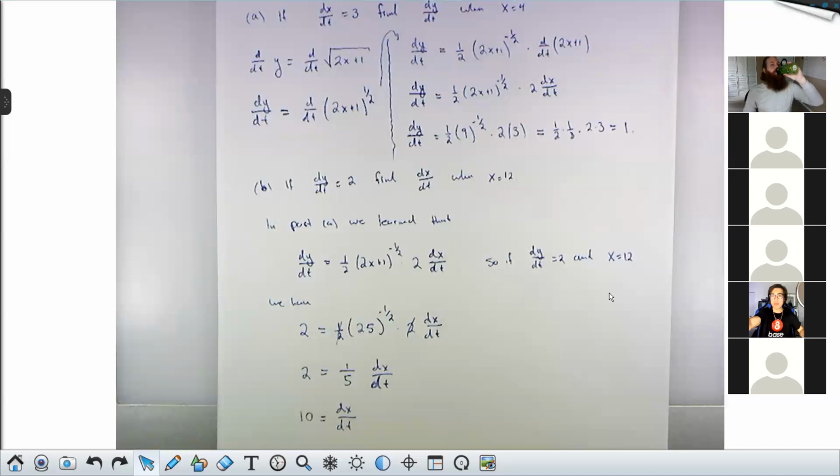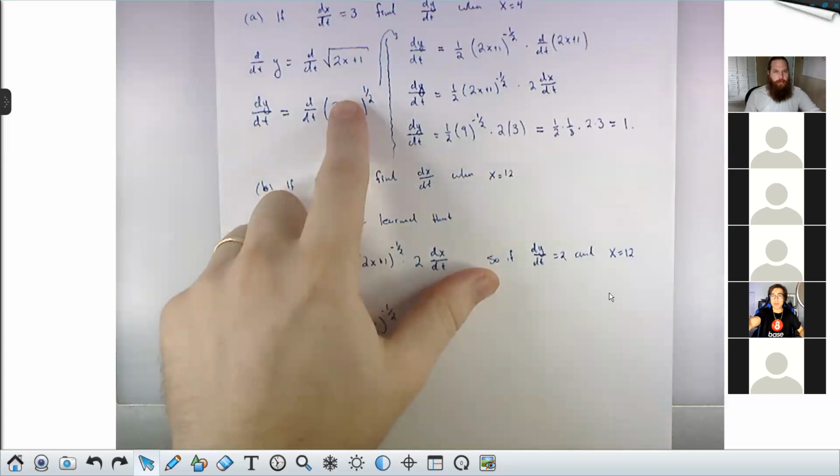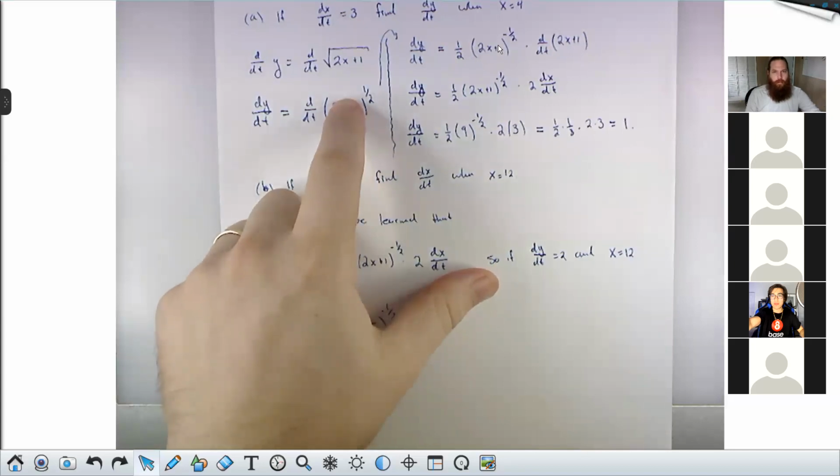So they were using the chain rule, correct? Yes, we're using the chain rule to differentiate this piece. So the 1/2 comes down and I reduce the power by 1. 1/2 minus 1 is negative 1/2. And then I have to multiply by the derivative of the inside, the derivative of my 2x plus 1.